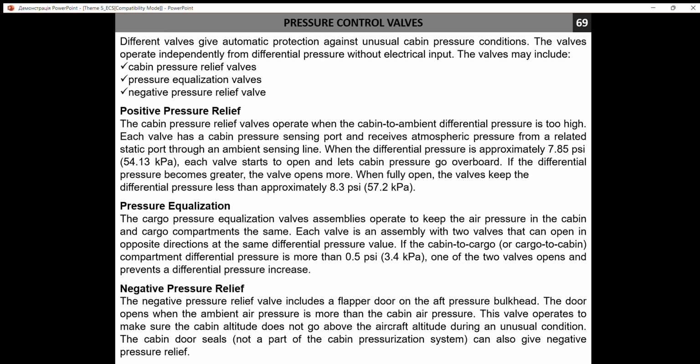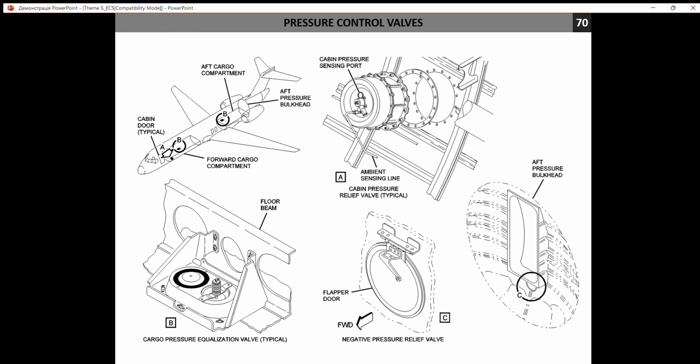And the negative pressure relief valve, when the pressure in the cabin is less than outside. And it could be connected with an improper operation during the landing. Here you may see an example of the location. So this is a cabin pressure relief valve. It's a separate block that monitors the pressure in the cabin by itself.